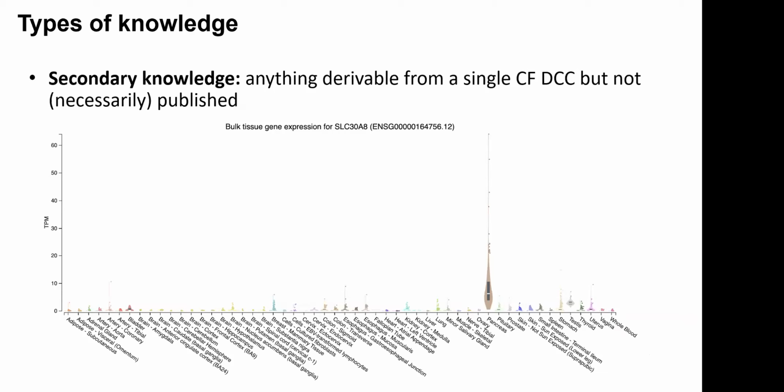The second is anything derivable from a single Common Fund data coordinating center, which is what they call these 14 resources, that's not necessarily published, or pulling together types of knowledge across these data coordinating centers into one visualization. Again, here's an example from GTEx where you'll see all the violin plot results for all the tissues in GTEx. These are the derivable results that, if you know the resource well, you can probably navigate to. If you don't know the resource well, we want to raise it and make it accessible to you immediately so you can learn the types of knowledge you can derive from these resources.